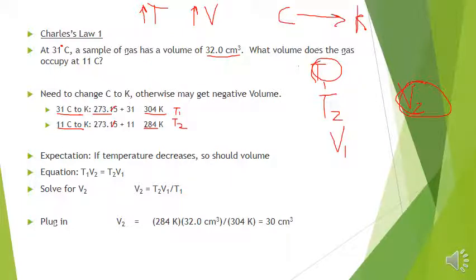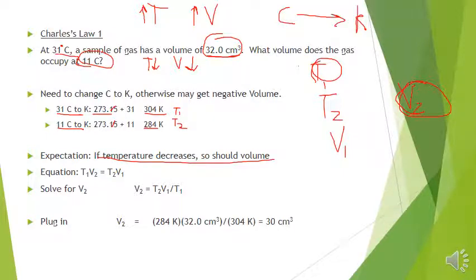All right, now the next thing before we get to manipulating our equation. Here, what we did is decrease the temperature, so the volume should go down. So hopefully our answer will show that. The volume should be less than 32. So temperature decreases, volume should also.